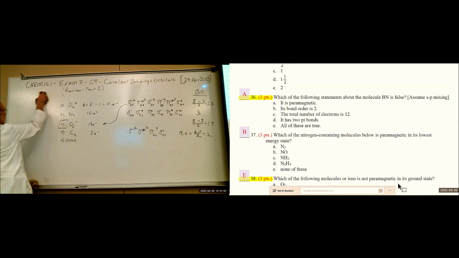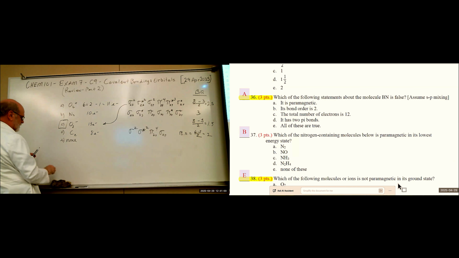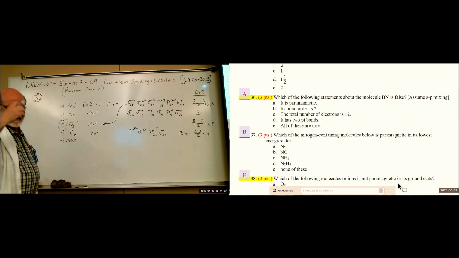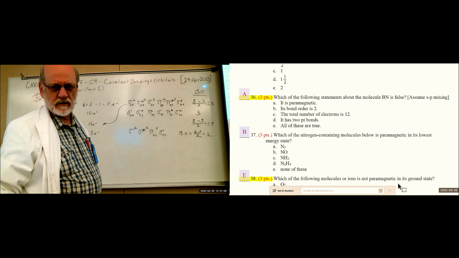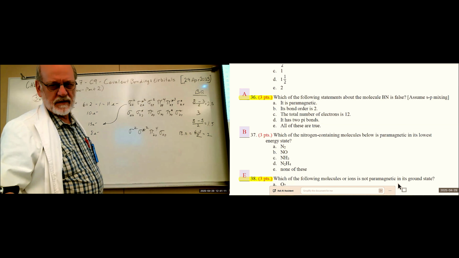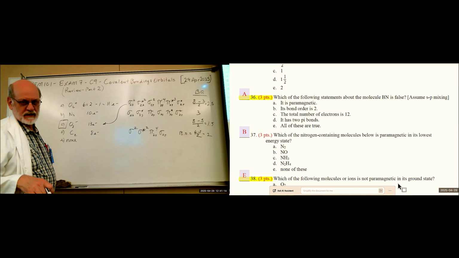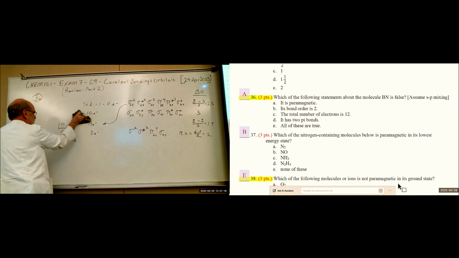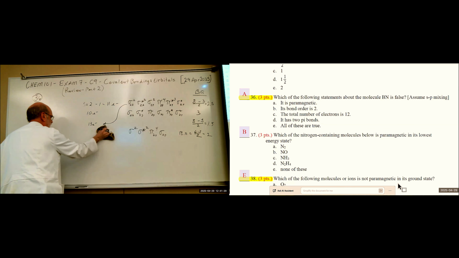36. I'm going to leave those up there temporarily, in case we need to. No. This is a heteronuclear example, so we've got to start over again. Boron and nitrogen.